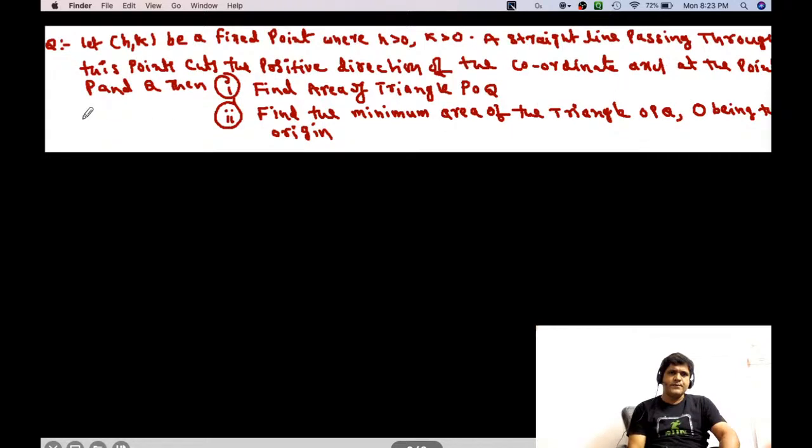at the points P and Q. Then question number 1: find the area of the triangle POQ. Second question is: find the minimum area of the triangle OPQ, where O is the origin.